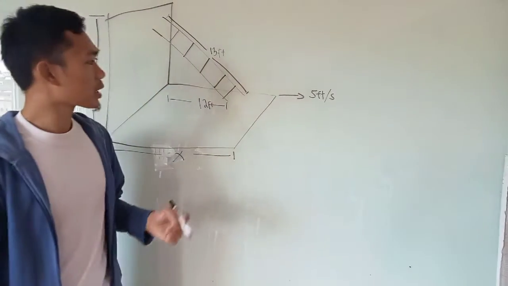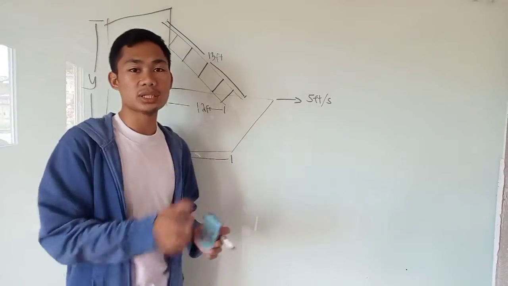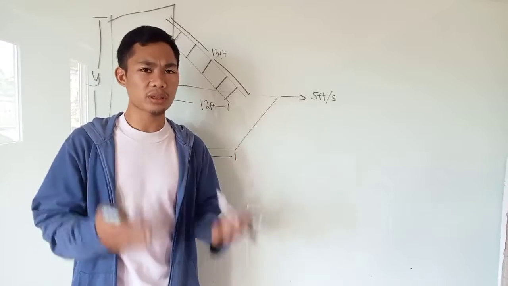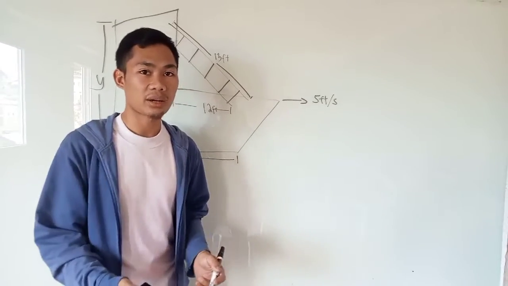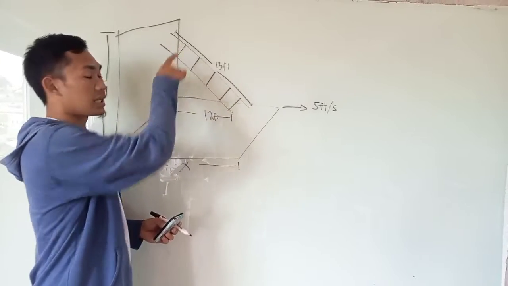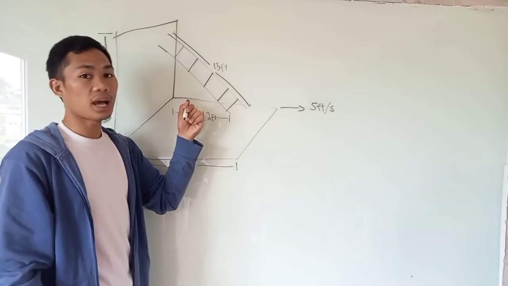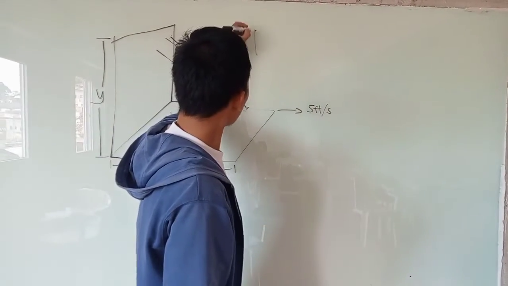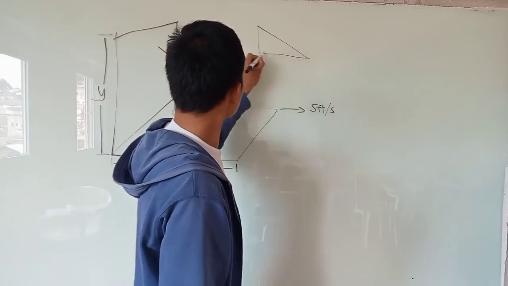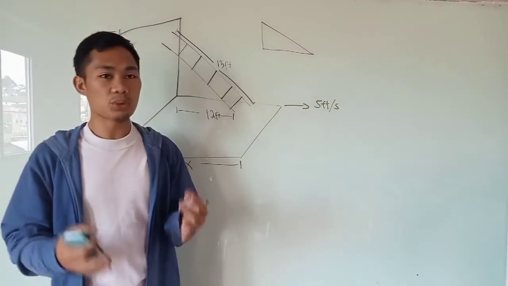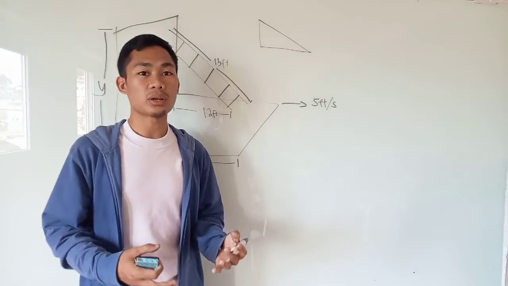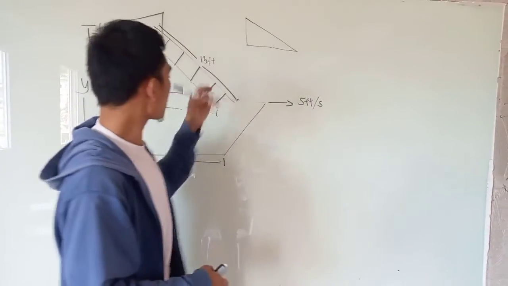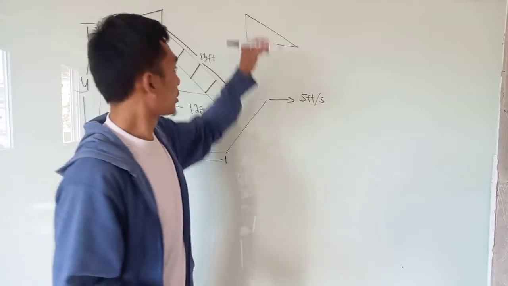In this problem, as you can notice, the ladder, the wall, and the floor, the combination of the three form a right triangle. This ladder, the floor, and the wall form a right triangle. So let us assume that the length of the ladder is our hypotenuse, which is 13 feet.